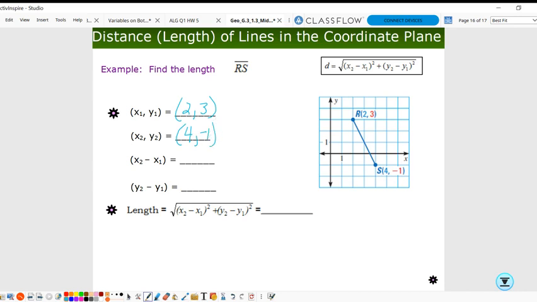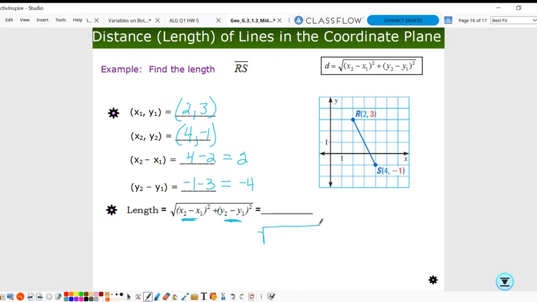We're going to find the difference of our x values. So this one's different. It's not the average where we add. We're finding the difference of our x values. Our x values were 4 and 2. So when I find the difference of that, it's 2. I'm going to find the difference of our y's, negative 1 minus 3. That difference is negative 4. So we've already done this subtraction, and we've done this subtraction. Now we just have to plug it in for our distance formula.